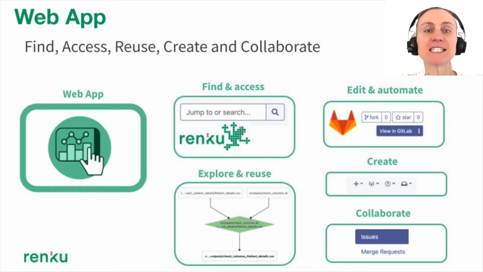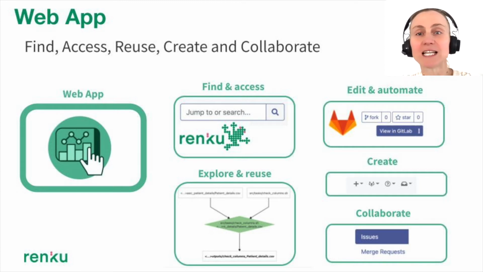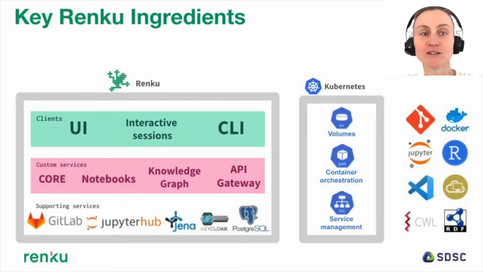In this interface, we can navigate the projects, their knowledge graph with provenance information, and collaborate on our projects. We can also switch to GitLab to edit code in the GitLab Web IDE or use GitLab CI for automation within or across projects. In a nutshell, Renku consists of 3 clients coupled to a range of supporting services with custom microservices providing the glue.